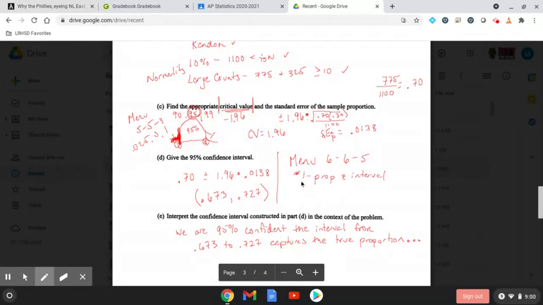All right, so if you hit menu 665, you're going to be asked 3 things. The first is number of successes. We have 775. N was 1100. The C level, or confidence level, or interval, 95%. So that's the default. So you don't have to change anything there. Just hit OK. All right. And in there, you will see your C lower as well as your C upper.